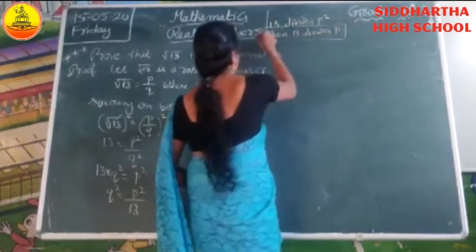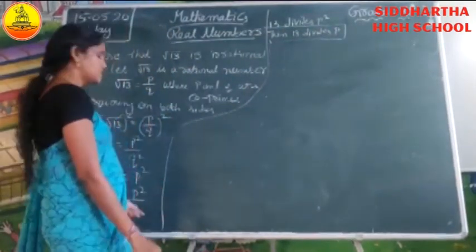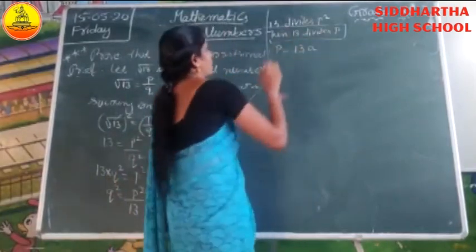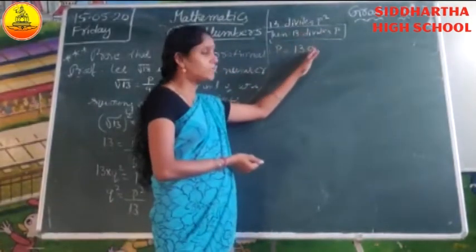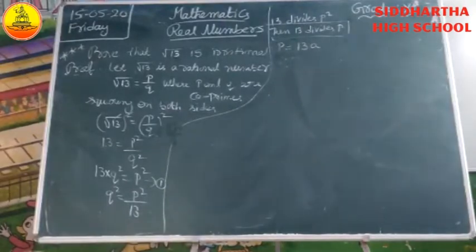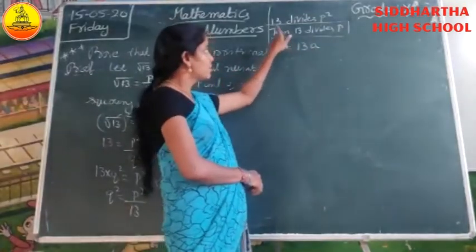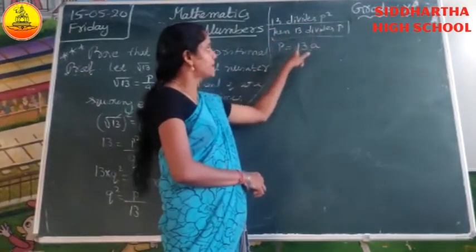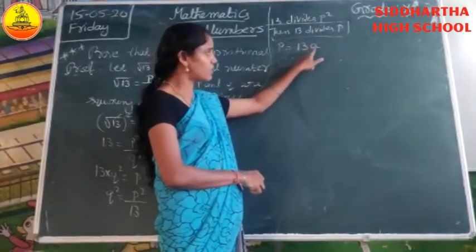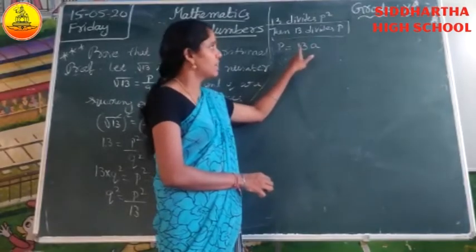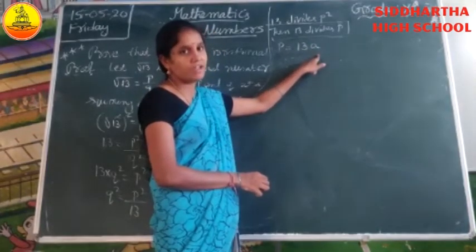If 13 divides p, then p is in the form of 13a, because it is a multiple of 13. So p is equal to 13a. In the place of a, keep 1: 13 ones are 13, 13 twos are 26, 13 threes are 39. So all are divisible by 13.